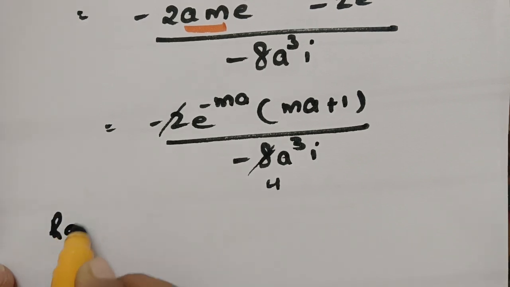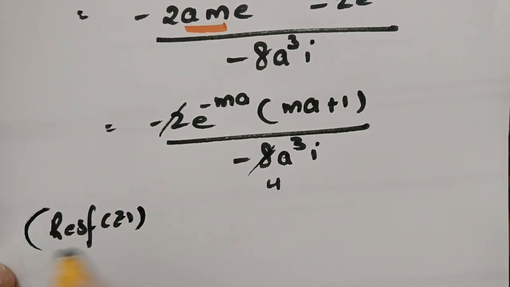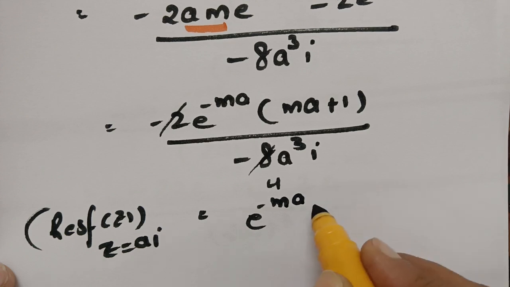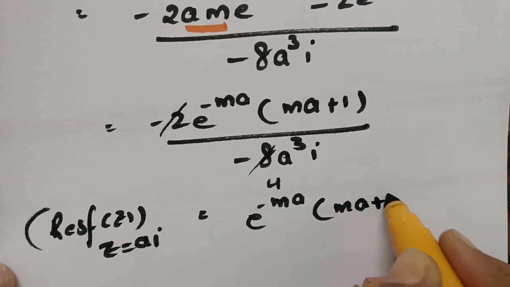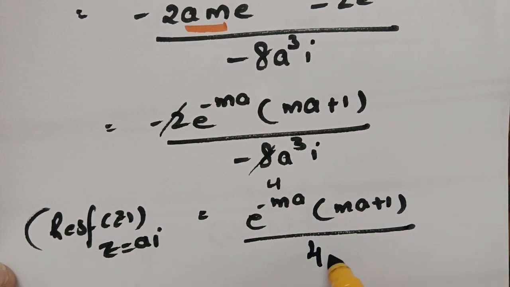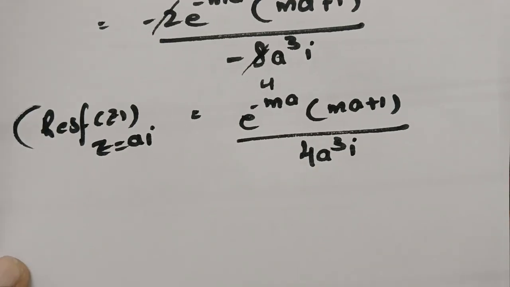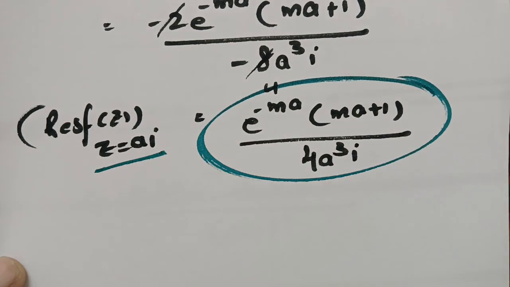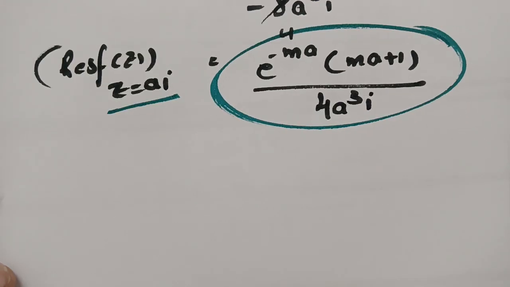What remains here? This is nothing but the residue of f of z for the interior pole z equal to ai, which is e power minus ma into (ma plus 1) by 4 a cube into i. Now after finding the residue for the interior pole z equal to ai, this is the value to be remembered, and now we have to apply the residue theorem.